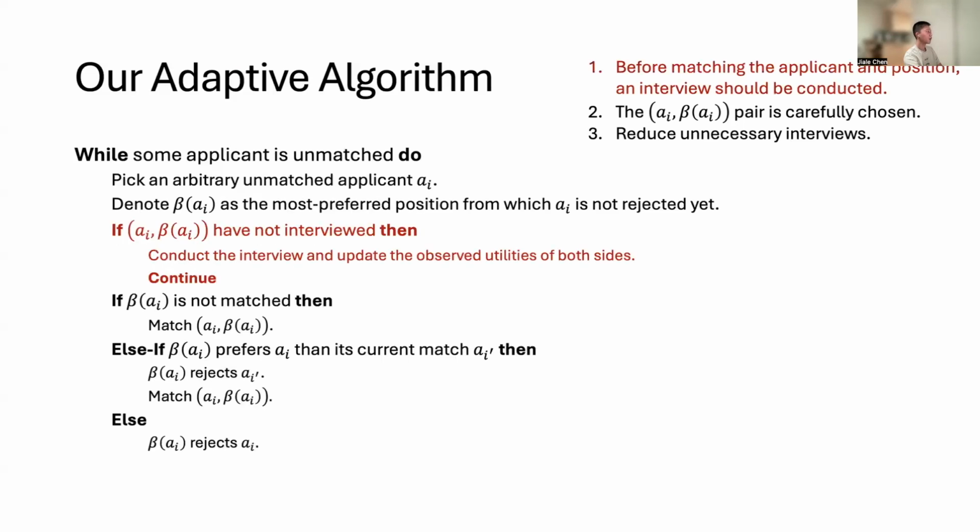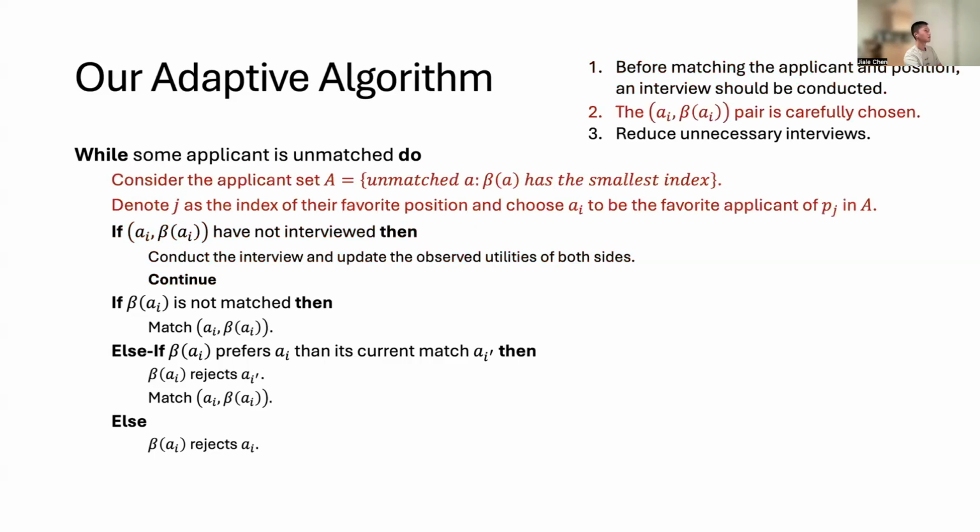Suppose we choose our applicant A sub I and the position beta of A sub I, and we try to match them. If we find out that the applicant and the position haven't interviewed each other, we will conduct the interview and update the observed utility of both sides.